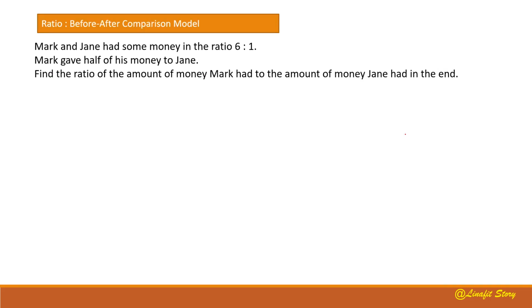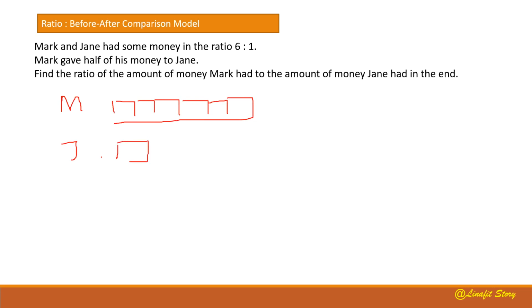Mark and Jane had some money in the ratio 6 to 1. Mark gave half of his money to Jane. Find the ratio of the amount of money Mark had to the amount of money Jane had in the end. Over here we may draw the model. So Mark equals 6 units, while Jane equals 1 unit.